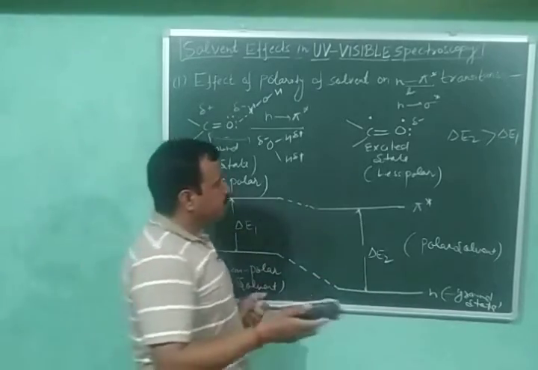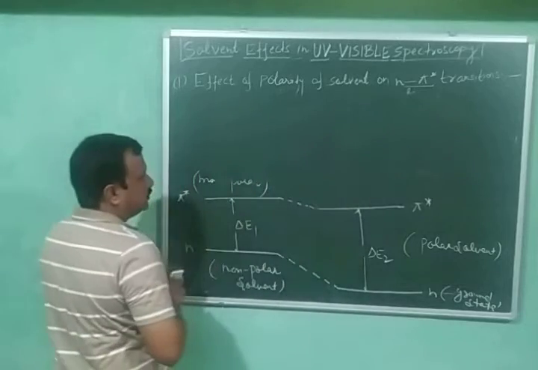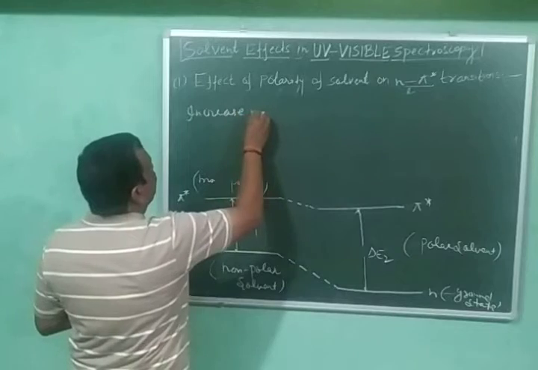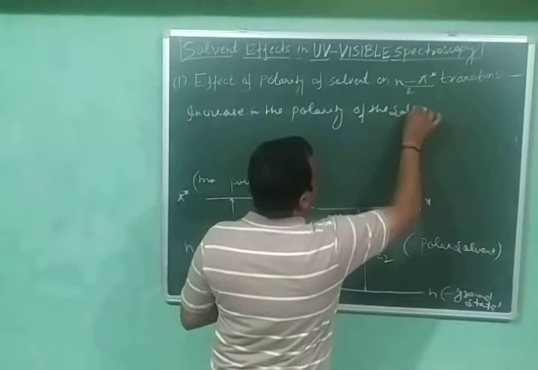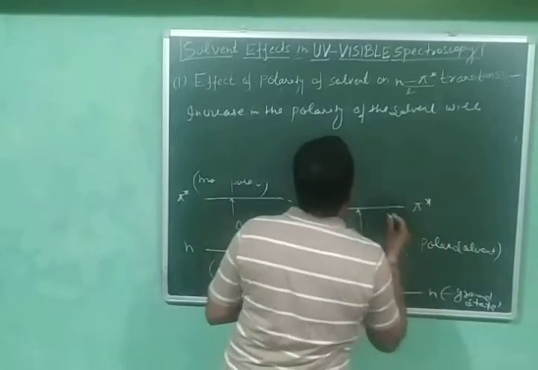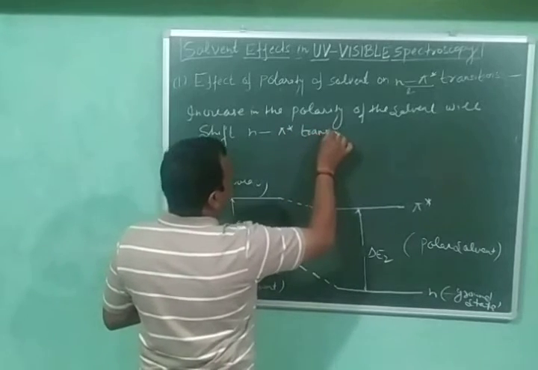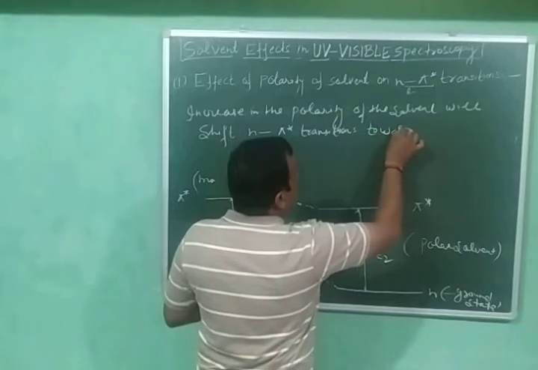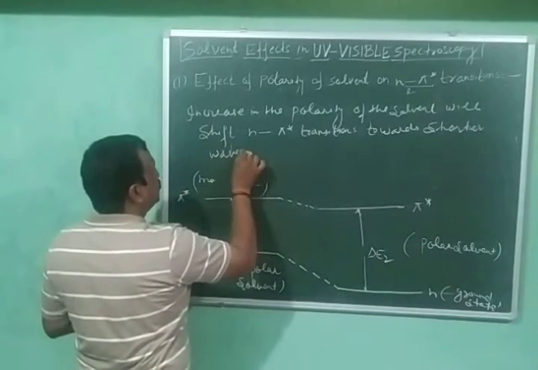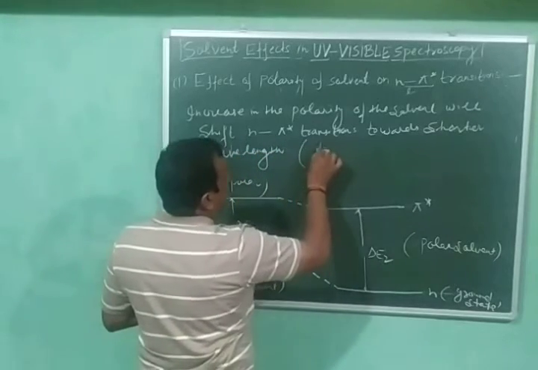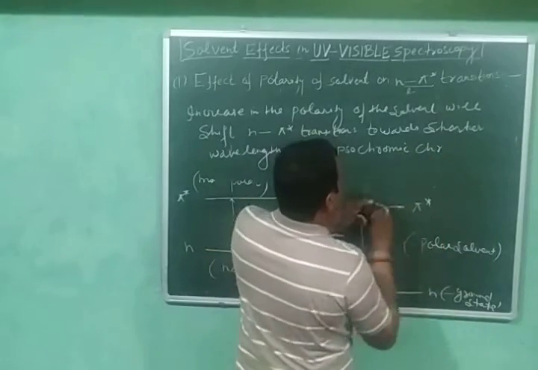So now I can conclude that an increase in the polarity of the solvent will shift n to pi star transitions towards shorter wavelength, and this is also called a hypsochromic shift.